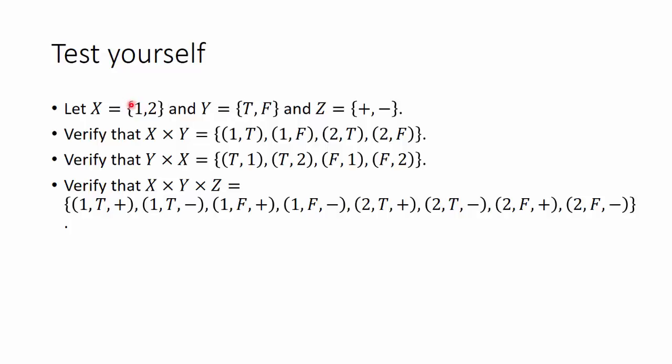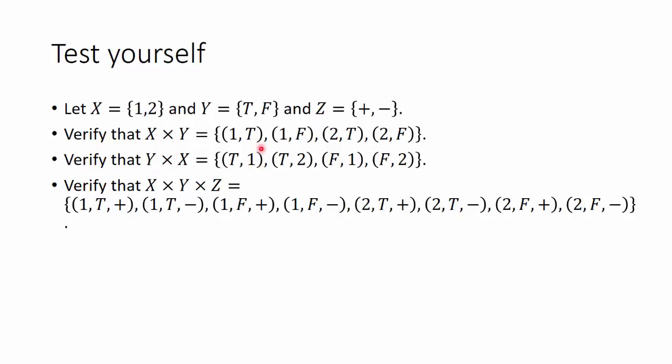And we can also check that Y times X is equal to the set with these 4 ordered pairs: T comma 1, T comma 2, F comma 1, F comma 2. So we can see that the first part of each ordered pair in the set comes from the set Y. See, T comes from Y, T comes from Y, F comes from Y, F comes from Y. And that's because Y comes first in the product.